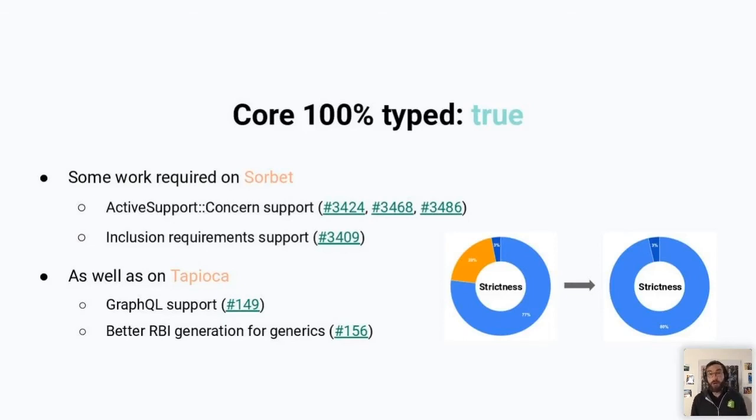We still have some work required on Sorbet to make it happen. For example, ActiveSupport::Concern. We have a few pull requests open right now to get support in Sorbet, so it understands how to deal with the concern and type check it. We also have a problem right now that we are trying to solve with inclusion requirement.